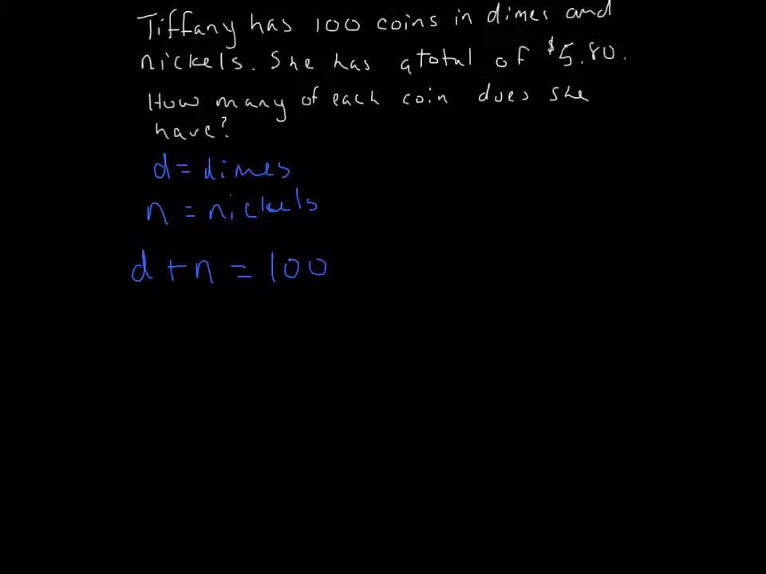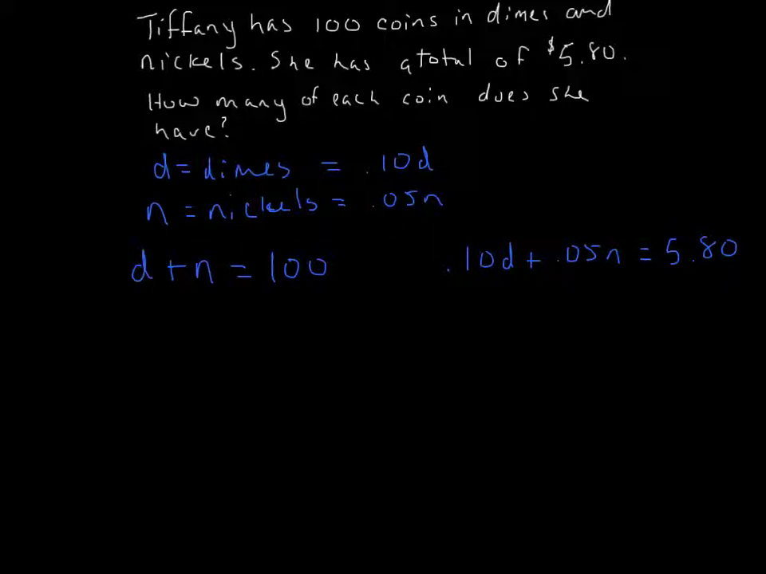Now the thing to remember here is that dimes are worth 10 cents each. So remember this is equal to 0.10, 10 cents, for every dime. So we're going to put that as multiplication. And nickels are worth 5 cents each for every nickel. Okay, and so she has a total of $5.80. So she's got 0.10 times the dimes plus 0.05 for every nickel is going to give you $5.80.